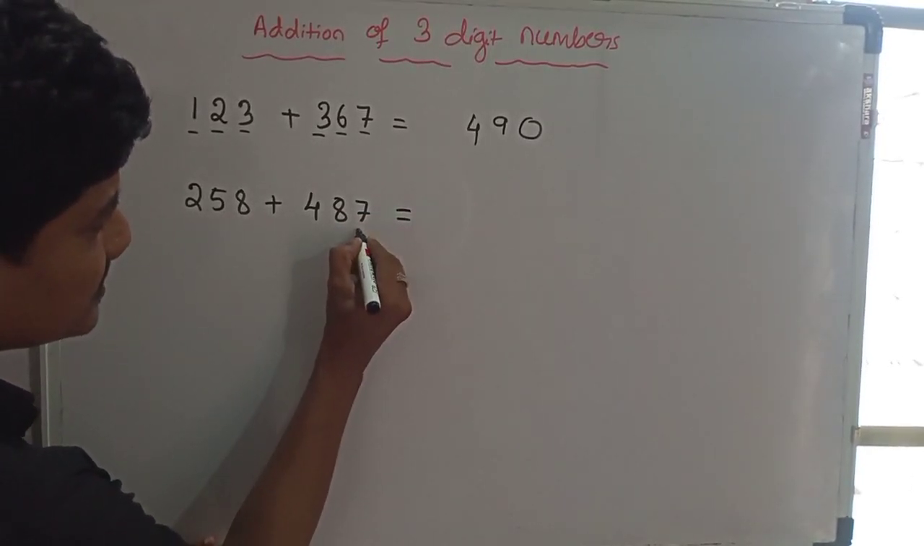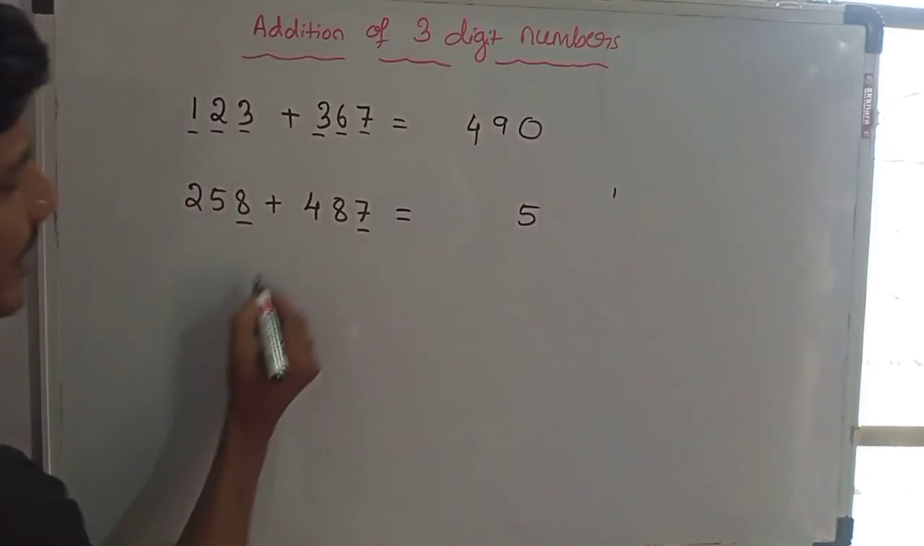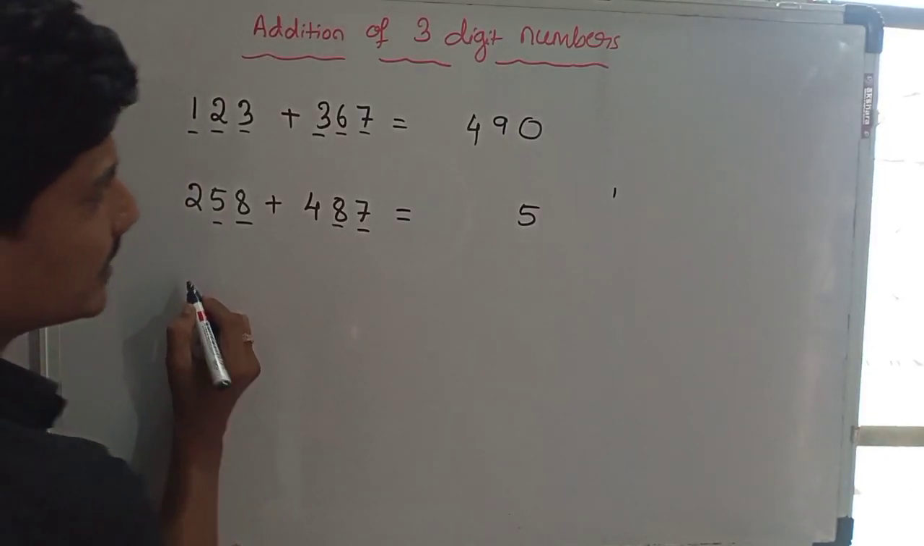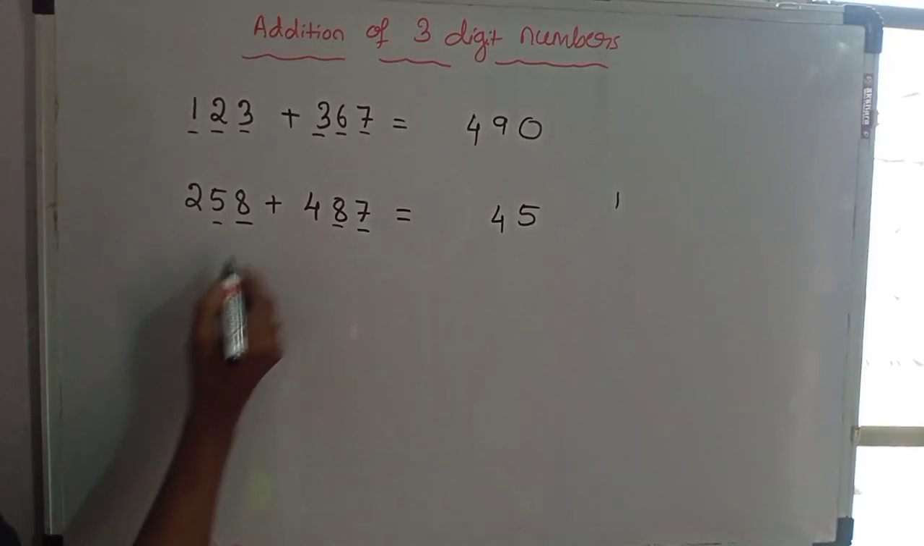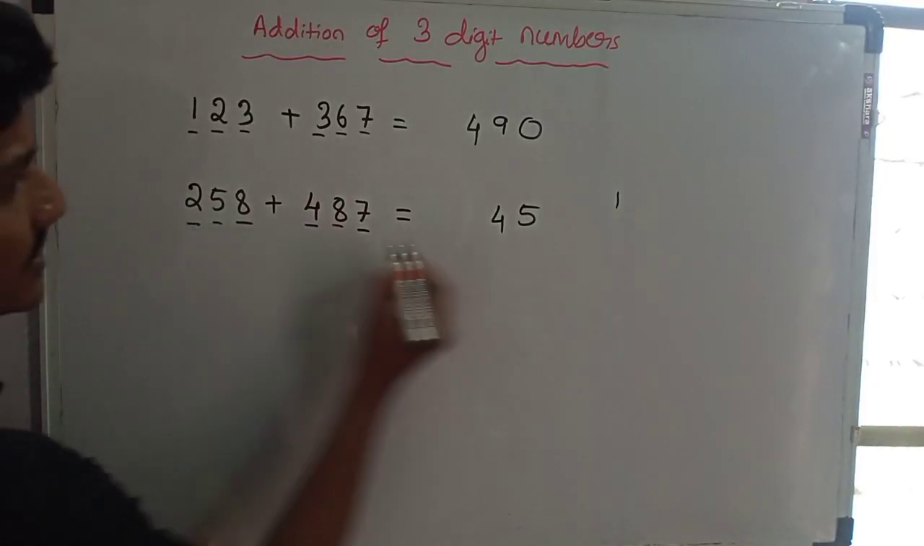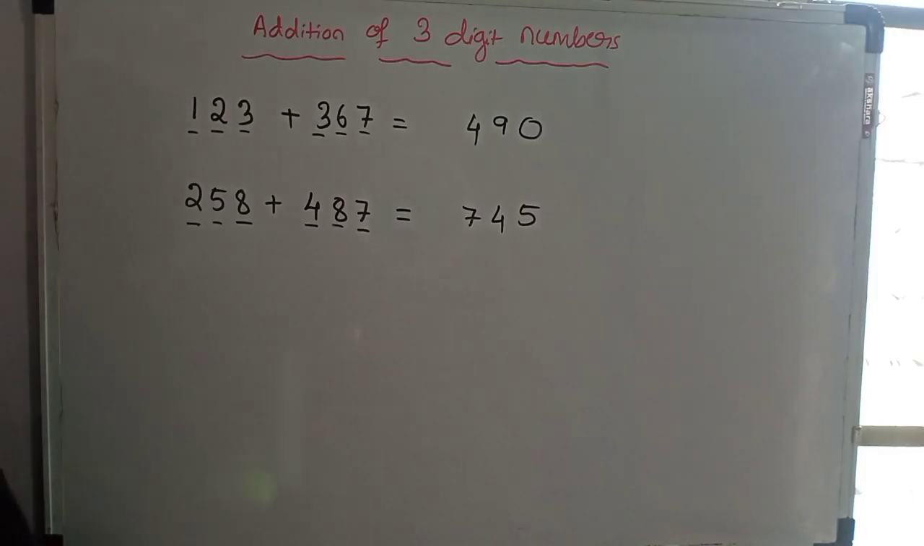Take the next numbers, 258 plus 487. 7 plus 8 is 15, carry 1. 8 plus 5 is 13, plus 1 is 14, carry 1. 4 plus 2 is 6, plus 1 is 7. 745 is the answer.